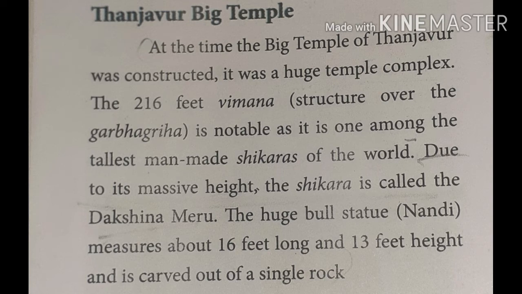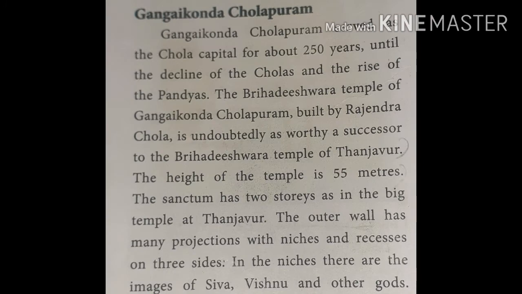The huge bull statue called Nandi measures about 16 feet long and 13 feet high, and it is carved out of a single rock. This Nandi, located in the Brihadishwara temple at Tanjavur, is carved out of a single rock. Gangaikonda Cholapuram. Gangaikonda Cholapuram served as the Chola capital for about 250 years.